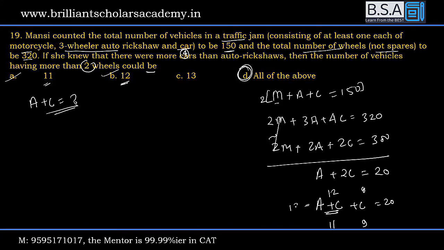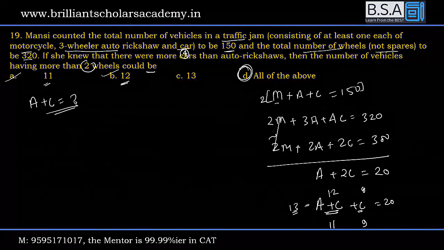If this is 13, this will become 7. So yes, it is possible. It is possible to have 11, 12 or 13 vehicles with 2 or more wheels. Very easy, very straightforward question. Why did I rewrite it as A plus C plus C?